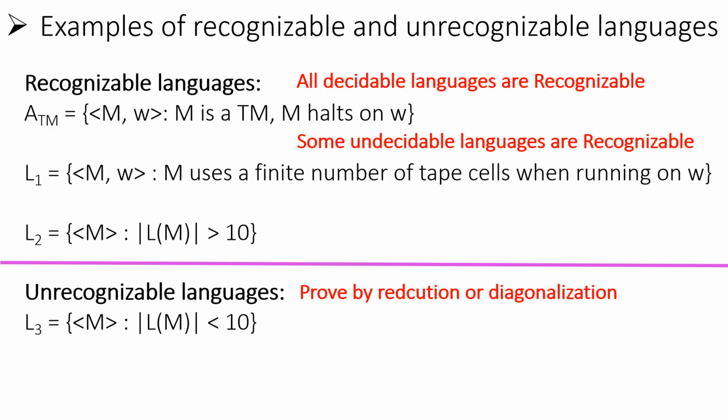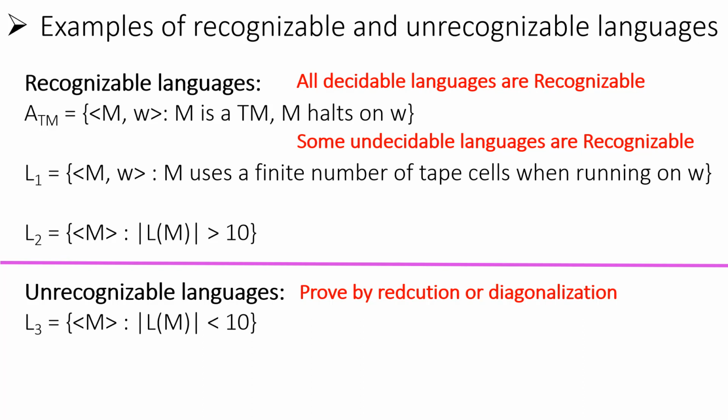In L1, we want to check whether an arbitrary Turing machine uses a finite number of tape cells when running on an arbitrary input string W. In L2, we want to check whether the language defined by an arbitrary Turing machine has more than 10 member strings. These three languages are recognizable. A similar language to L2 is L3, in which the language defined by an arbitrary Turing machine has less than 10 member strings. This language is unrecognizable.